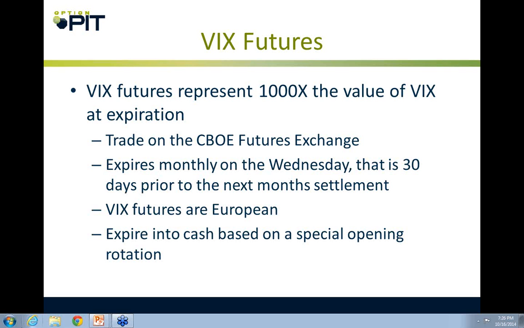They trade on the CBOE Futures Exchange. They expire monthly on the Wednesday that is 30 days prior to the next month's settlement. VIX futures, and this is important, are European. That means there is no early exercise of VIX futures. So if volatility mean reverts and volatility is extremely high or extremely low, and we have 30 days to expiration, what effect do you think that's going to have on a VIX future's tracking of VIX since it's European? What do you guys think?